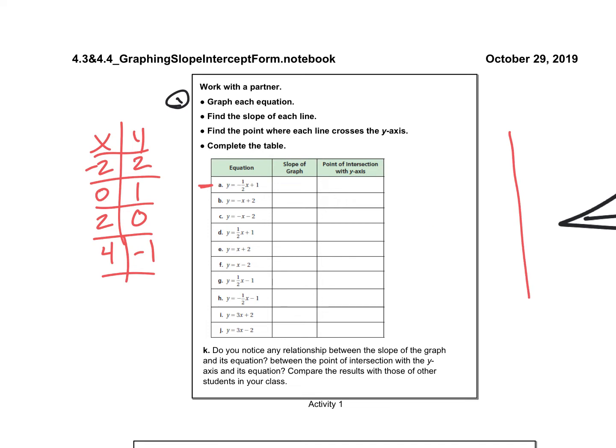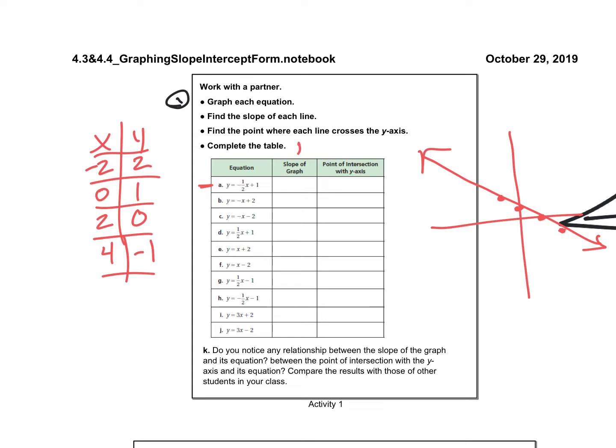So then on your graph paper, and I'm going to do an ugly graph over here, you're going to graph it. So I got -2, 2, 0, 1, 2, 0, and 4, -1. So it's going to look something like that on your graph. You, of course, are going to do it on graph paper and make it look much nicer.